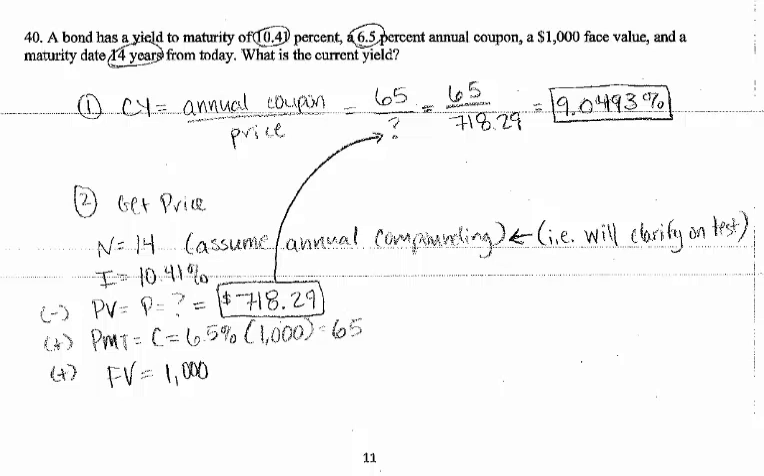Here's our last problem for the test guide. Number 40. A bond has a yield to maturity of 10.41%, a 6.5% annual coupon, a $1,000 face value, and a maturity date 14 years from today. What's its current yield?